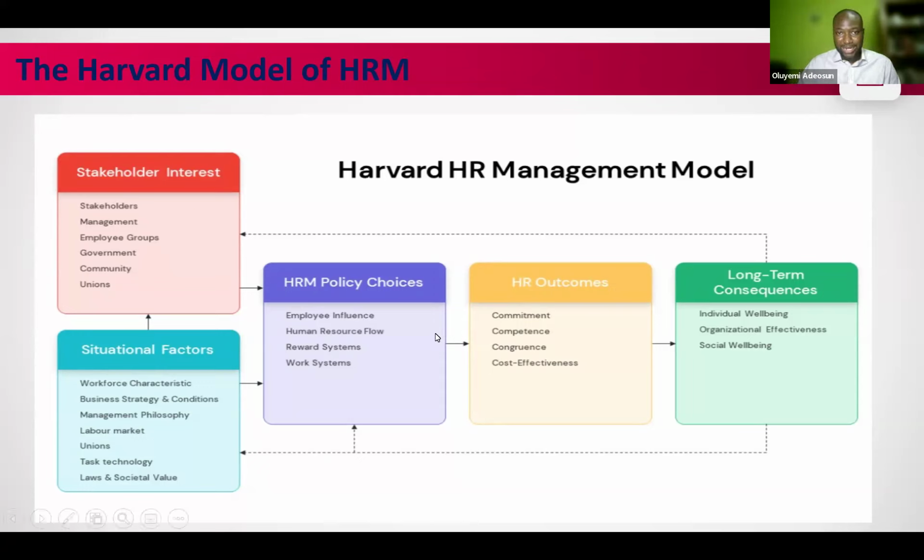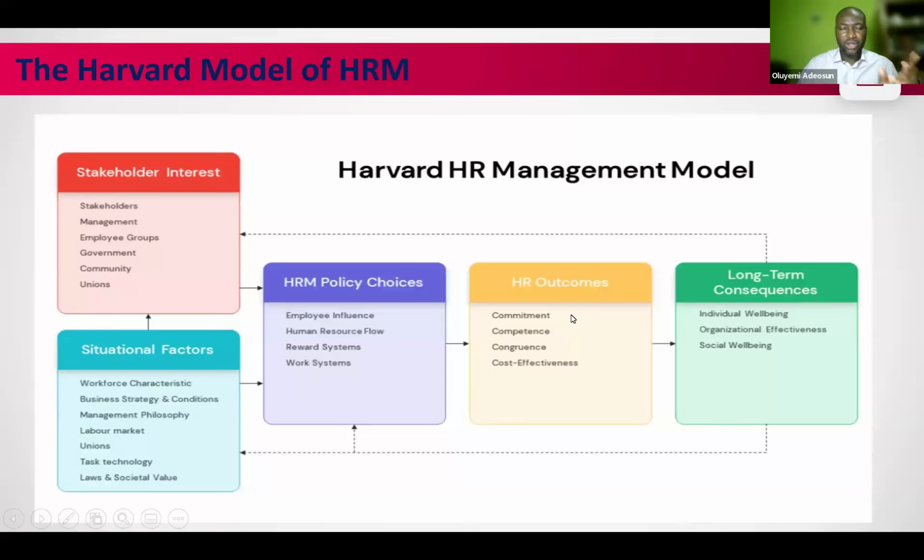So look at the third component here: human resource management policy choices, employee influence, human resource flow, reward systems, work systems. Then look at the outcomes, HR outcomes. When you are strategic, everything you are doing, you must tie towards outcomes. Whether you are doing TGIF, you must tie towards outcomes. You are doing HMO, you must tie towards outcomes. You are saying, let us do hybrid or remote work, you must tie towards outcomes. You say, oh, management, let us increase the salary of certain category of staff or for all staff. Outcomes. This model identifies four key outcomes.